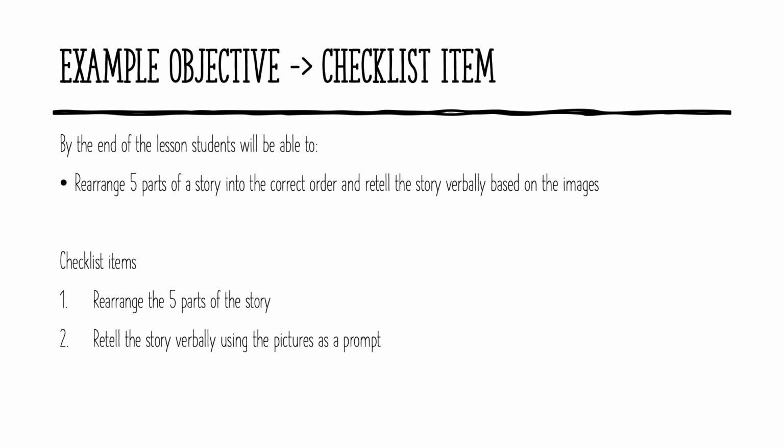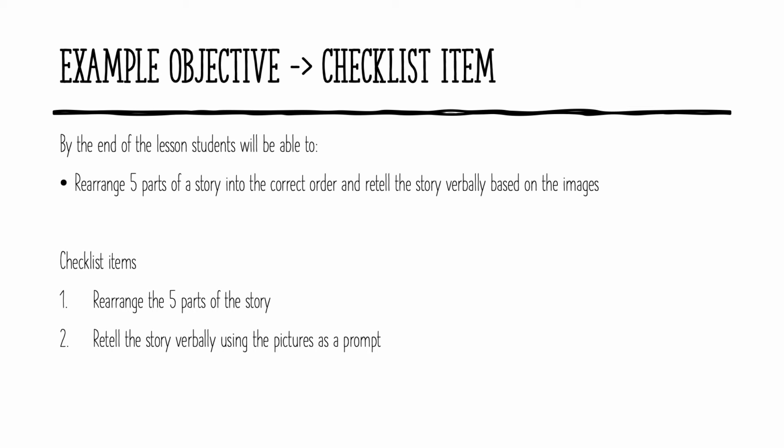So if we take this lesson, rearrange 5 parts of a story into the correct order and retell the story verbally based on those images. I actually have 2 things that I want to check there. Number 1, are the children able to rearrange the 5 parts of the story into the parts that I want them to put? And the second part is, can they retell that story verbally using the pictures as a prompt?